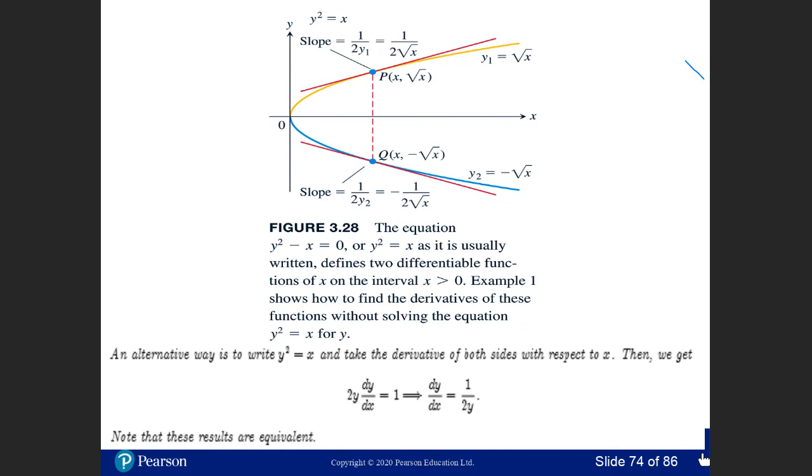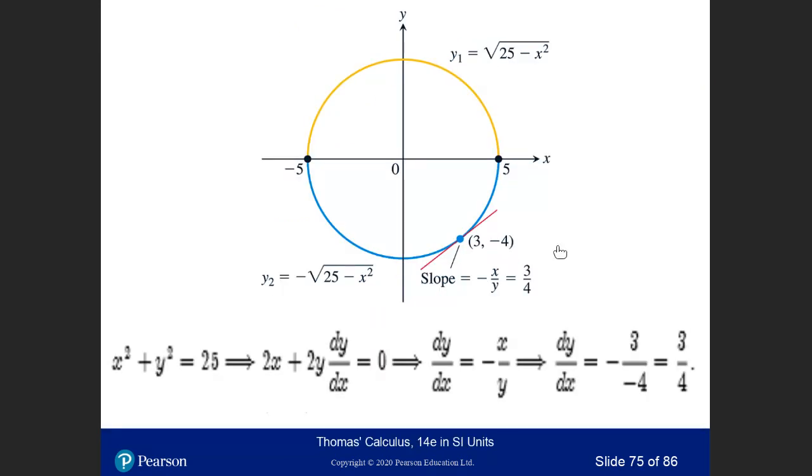Let's continue. Okay, let's look at this figure. That's sort of similar. You have a circle here. The upper semicircle is equal to the square root of 25 minus x squared. And the lower semicircle is blue here, and it's minus square root of 25 minus x squared. Now, the formula for this curve is x squared plus y squared is equal to 25, because as you can see, the radius is 5 here.